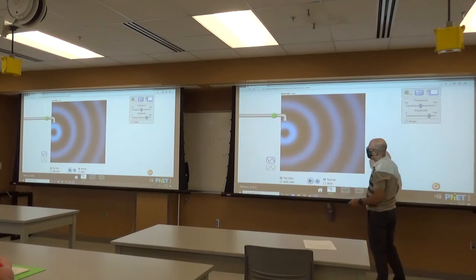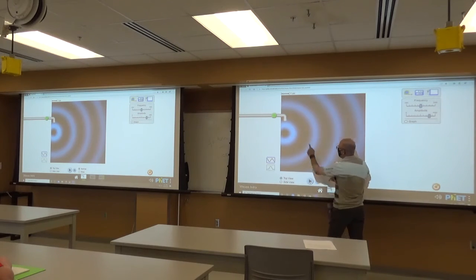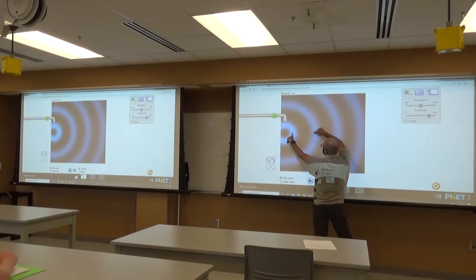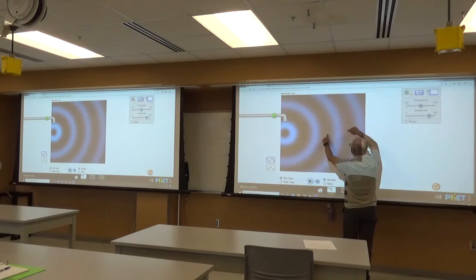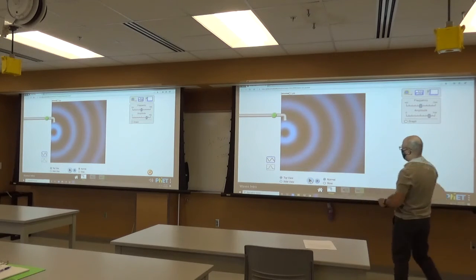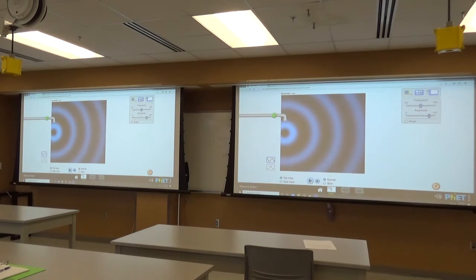Or you can also say distance between dark to dark. Okay, so this one to that one. That's also the same thing as distance between bright to bright. Exactly the same distance. Okay, dark to dark is also wavelength. Now we can represent this in a simpler picture.